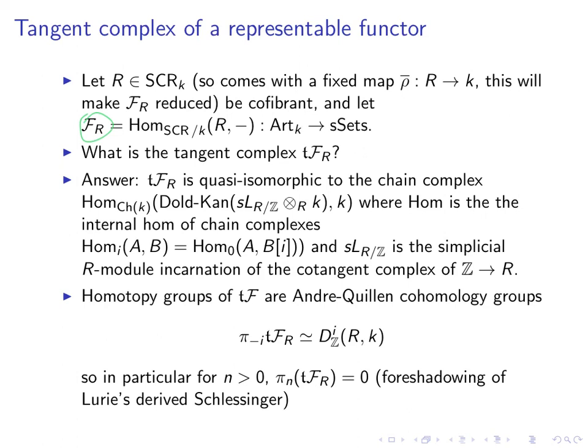The answer is that the tangent complex is quasi-isomorphic to a particular chain complex, namely the Hom of the Dold-Kan of the simplicial R-module, that's the cotangent complex. You tensor that with K, and then you basically take the dual of this. This is the answer that Galatius and Venkatesh write out in their paper. I'm not sure I completely follow it, but I'll explain what I can understand.